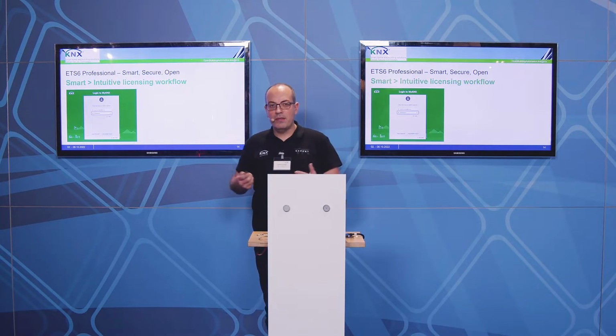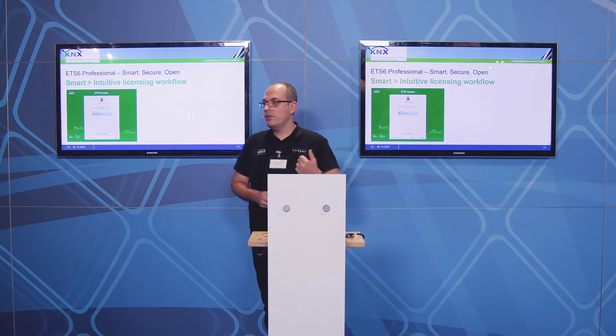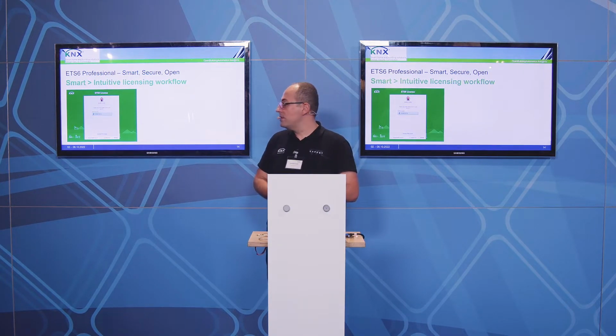And I could quickly demonstrate this process. So whenever ETS starts for the first time, it will ask for the credentials of the user. It will then connect in the background with the KNX account of the customer, and then ETS will show any available licenses for this ETS6 installation.